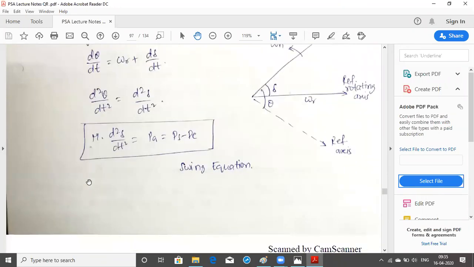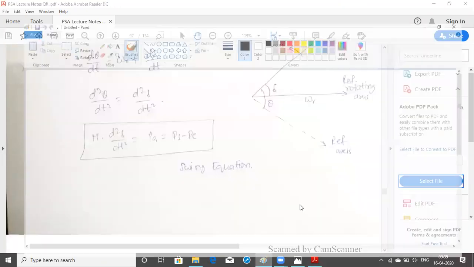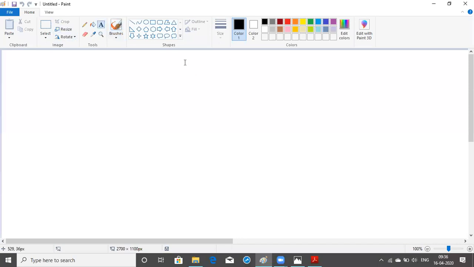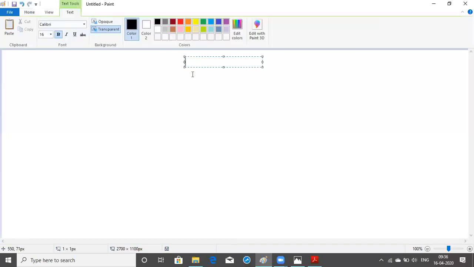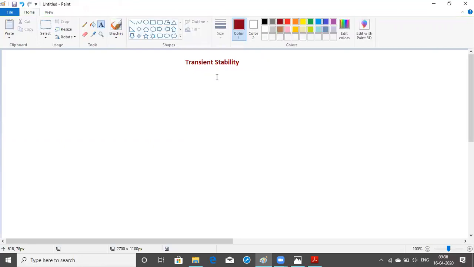Now we will try to determine the transient stability. We need to determine the transient stability. How are we going to determine transient stability?